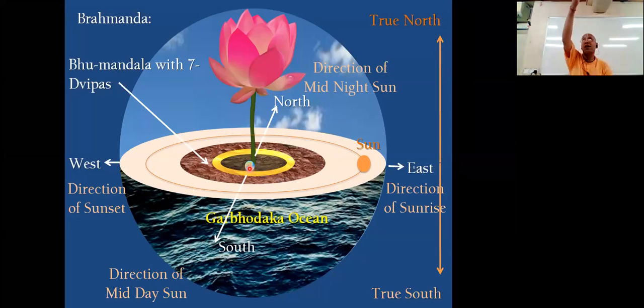So the sun is rising here, in the midday it is seen here, sunset is here, and midnight is below. This is the midday sun, this is the midnight sun, this is the rising sun, and the setting sun. Because this is spherical, we see it like this.